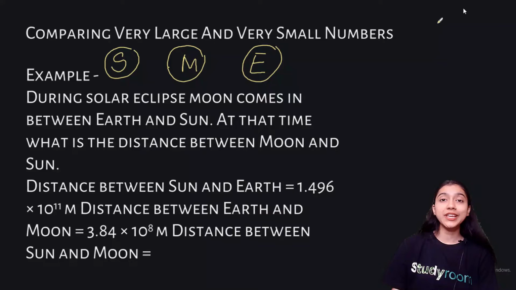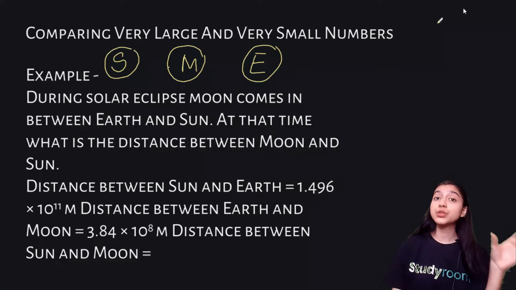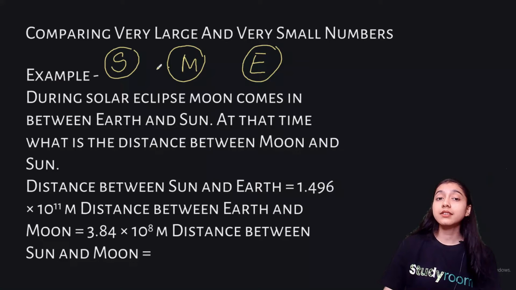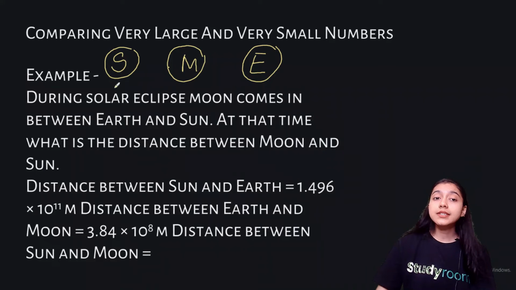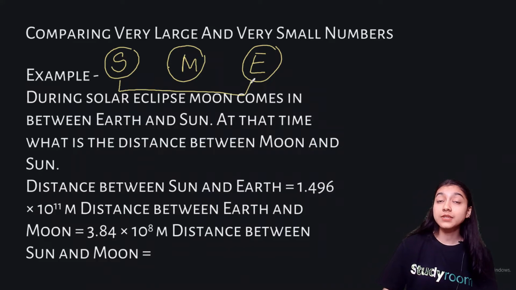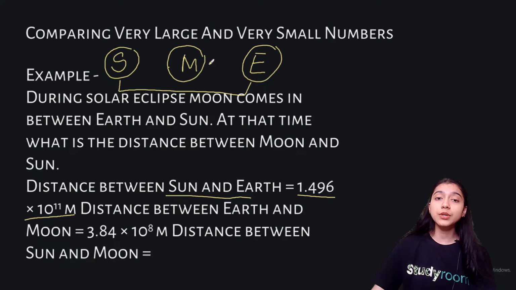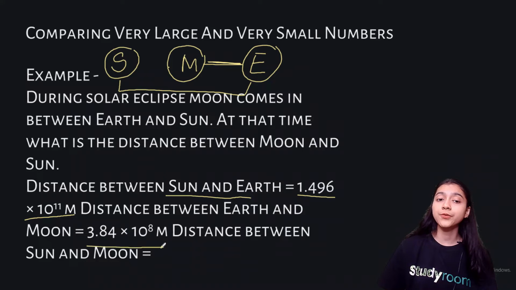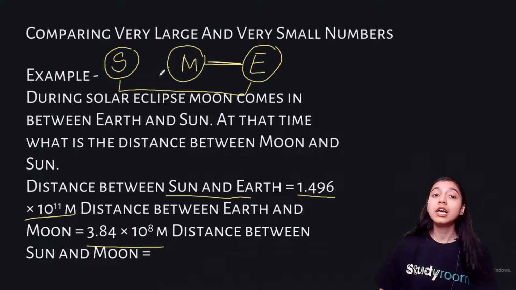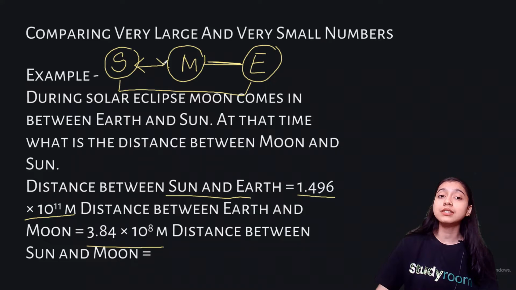Now let us try doing an interesting problem. During a solar eclipse, the moon comes in between the sun and the earth. So let's say this is the moon, it comes in between the sun and the earth. The distance between the sun and the earth has been given to us as 1.496 into 10 to the power 11 meters. And the distance between the earth and the moon is also given to us as 3.84 into 10 to the power 8 meters. We have to calculate the distance between the sun and the moon.